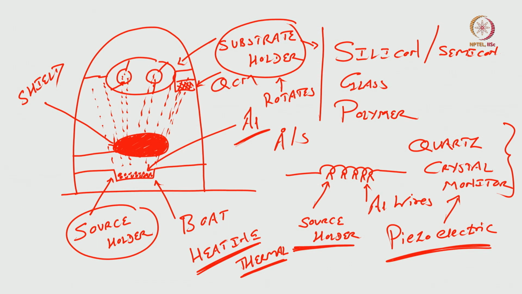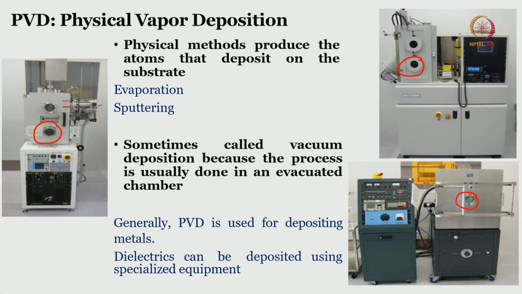So, if you want to observe what is going on or what is happening to the substrate, you can use the second window which is on the top here, right. So, window 1 is for your source holder, window 2 is to look at the substrate loaded onto the substrate holder. Easy, right, easy, very good.